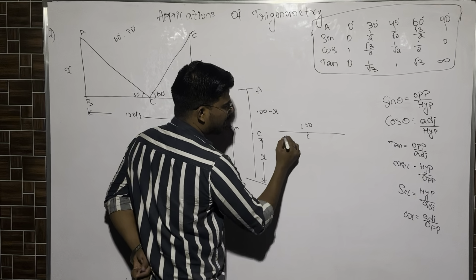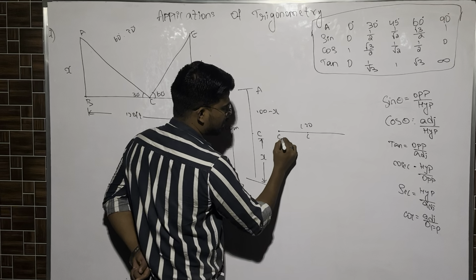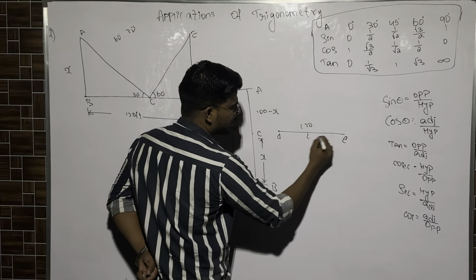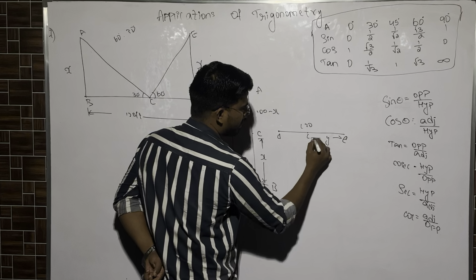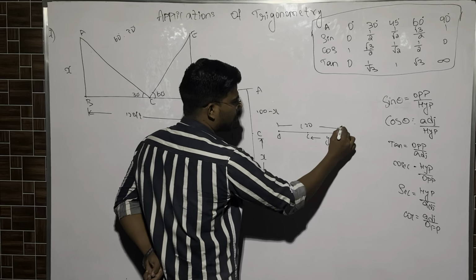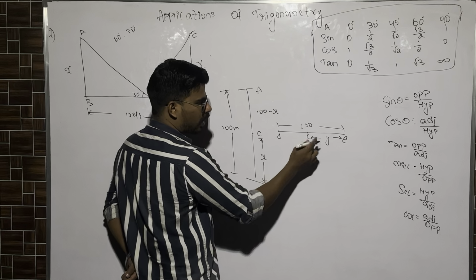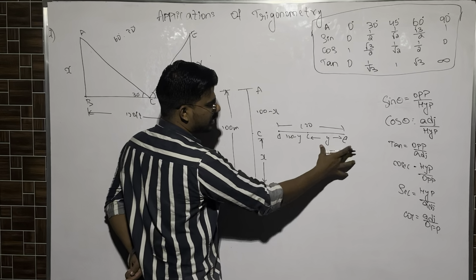Total is 120. From this point, for example D and E, from C to E let us consider that this is Y. Total is 120. What is DC? 120 minus Y. Total minus this distance we have to remove.